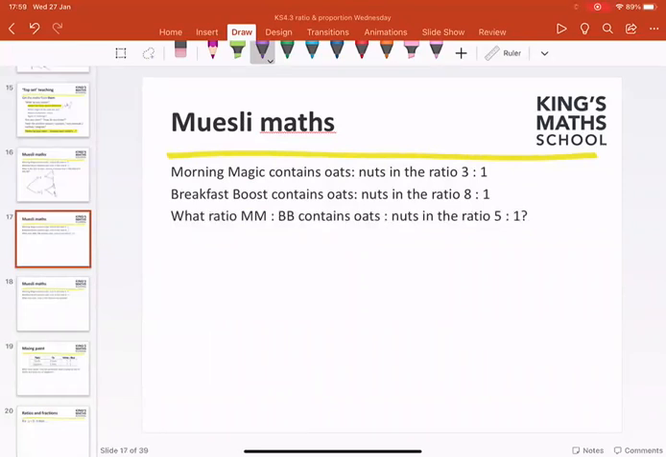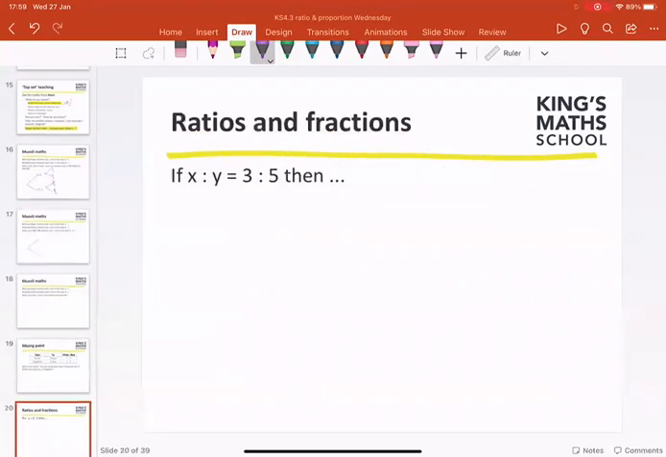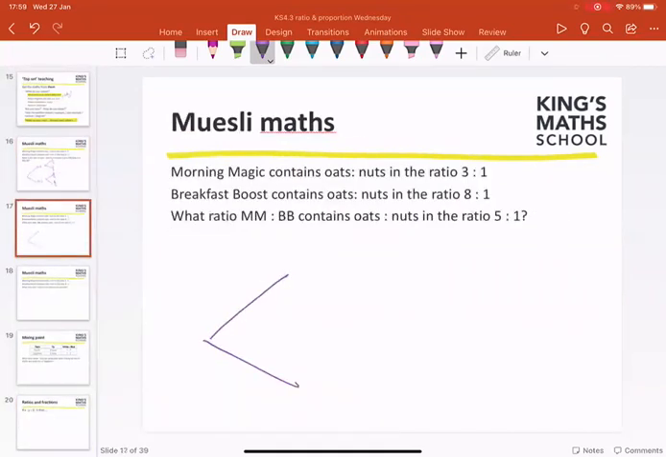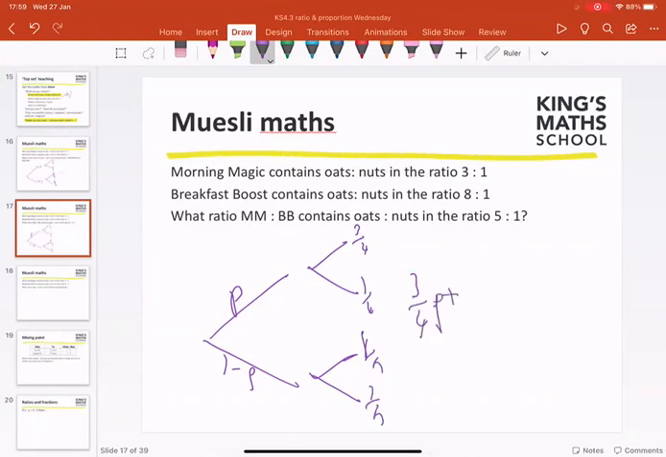So this is a similar sort of problem, in that now we don't know the proportion of Morning Magic or Breakfast Boost, but we do know the final answer. So we've got the 3/4 and the 1/4 and the 8/9 and the 1/9. And so now we're saying we want 3/4 of P plus 8/9 of (1 minus P) to equal 5/6. And so I'd obviously go about solving that equation.